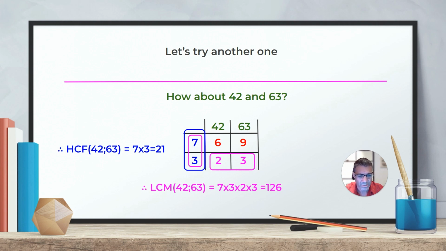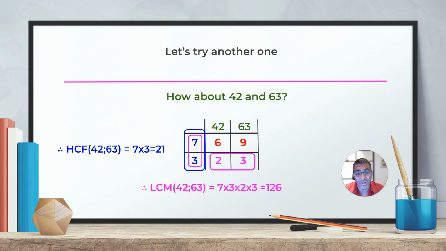So 7 times 3 is 21. 21 times 2 is 42. 42 times 3 is 126, and 42 fits into 126. It's 3 times 42, and 63 times 2 is also 126. So 126 is definitely the lowest common multiple of 42 and 63.